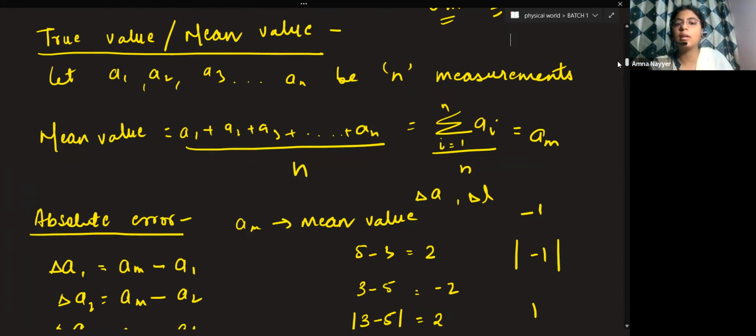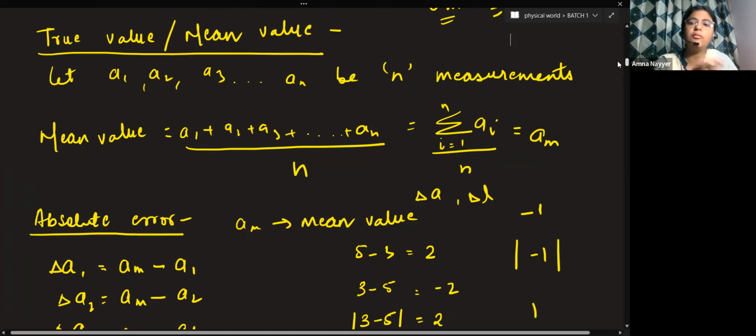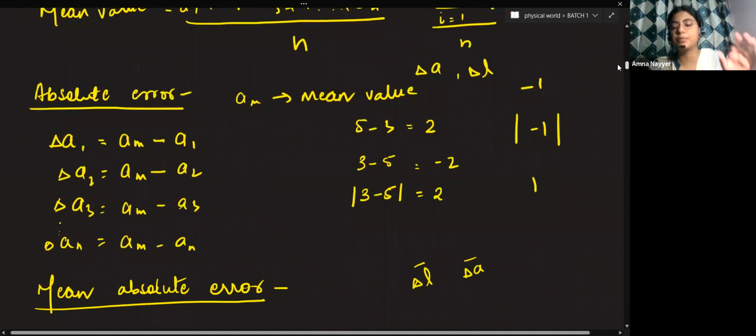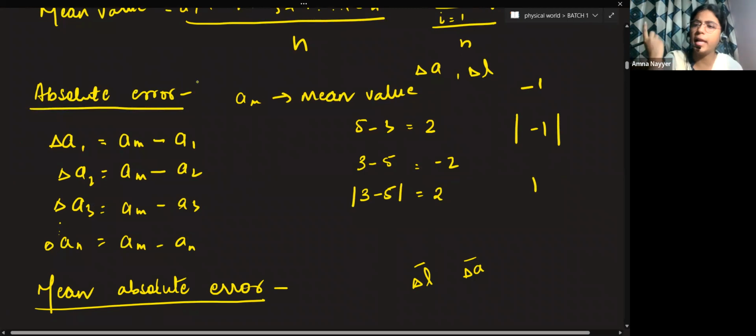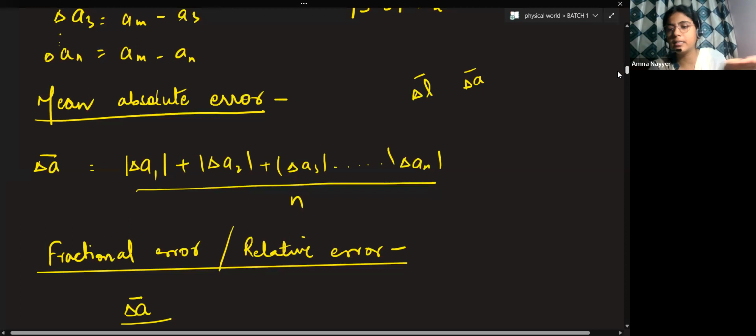Now, the mean value is calculated by taking the average. If you have different values, add them and divide by the total number of quantities you have. Then you have a term known as absolute error. In absolute error, you subtract the measured value from the mean value. For example, A1 was some length I measured, and the mean is AM. So AM minus A1 gives me the absolute error. If I take the mean of all these absolute errors, I get the mean absolute error, taking the average of all the absolute errors that I'm getting.